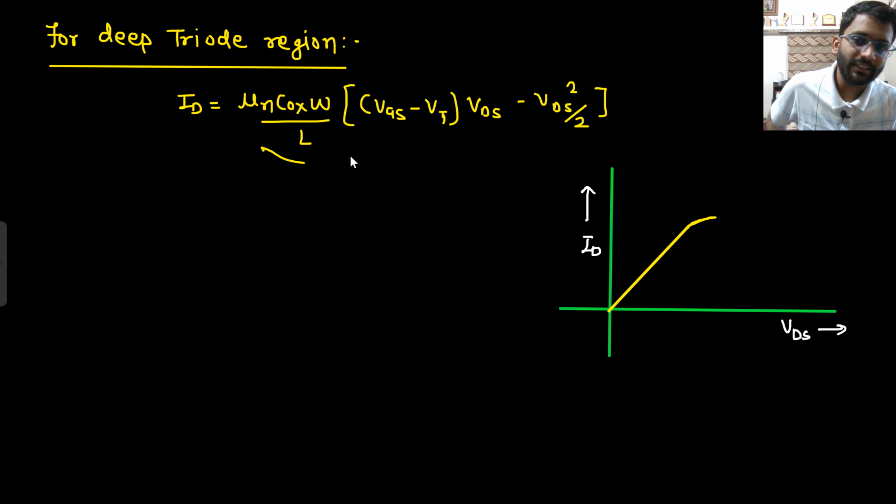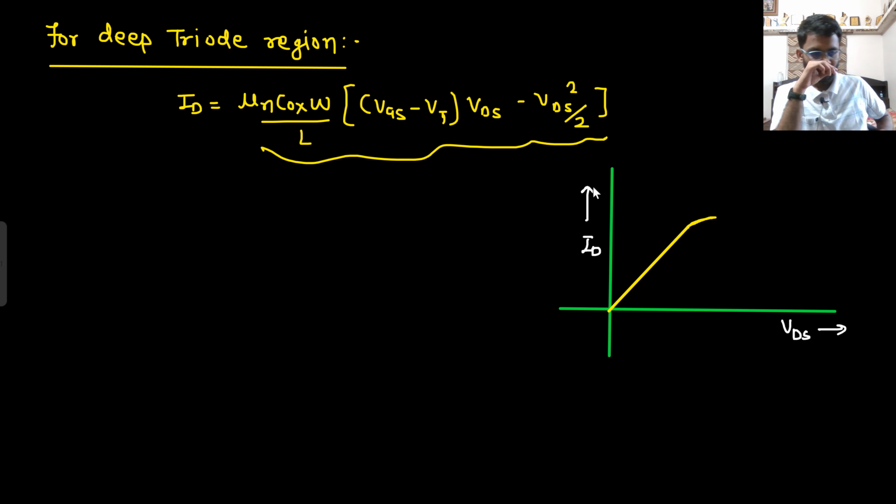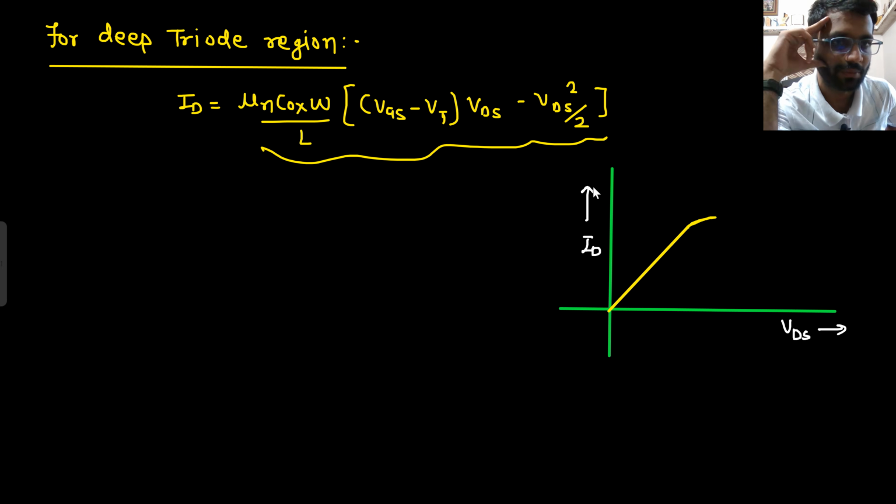But is it happening by this expression? I am saying ID versus VDS is a linear expression. But is that so? See the current expression. In the current expression, there is a term of VDS square by 2. So is that linear? No, this is not linear because there is a term of VDS square by 2.